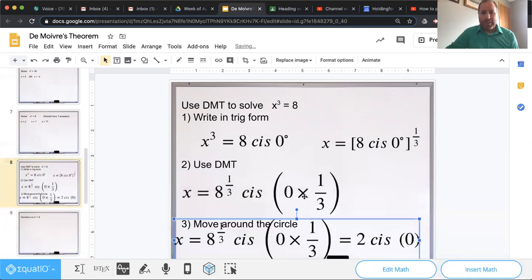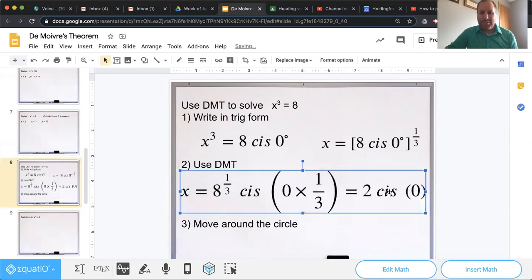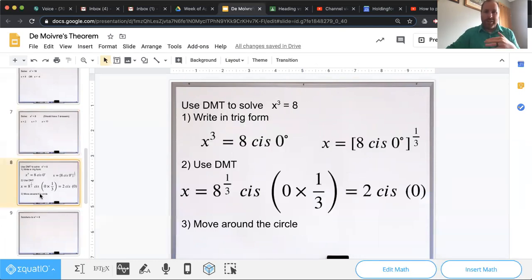So in that case, we don't have anything exciting. It's 2 cis 0, which is exactly the same as 2, because that just means it's on the x-axis, the real axis, just over 2 and don't move. So you've got 2 plus 0i. You don't move up or down at all. So this gives us the same thing. It's like, oh, great. But where are the other 2 at?